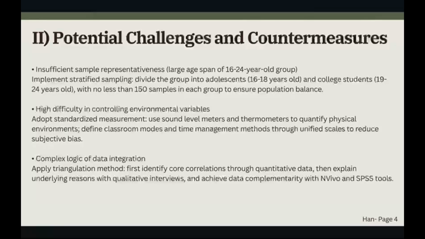To fix that, we will separate them into teenagers, like 16 to 18, and college students, who are 19 to 24, and make sure we get at least 150 people in each group, so it's very fair. Second, we need to control the environment.